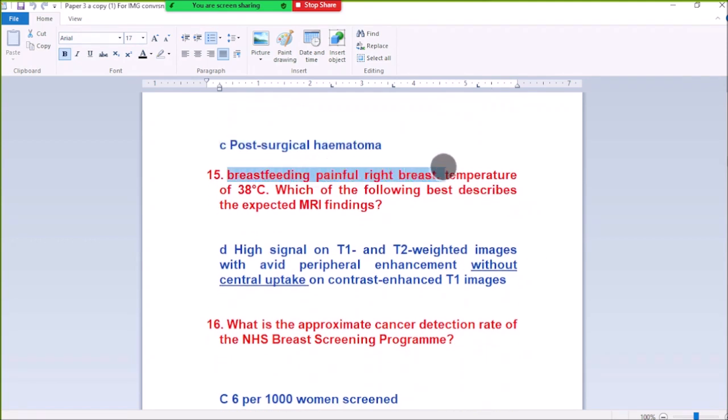Fifteen: breastfeeding woman with a painful right breast, temperature of 38 degrees Celsius. Which of the following best describes the expected MRI findings? High signal on T2, with peripheral enhancement without central uptake on contrast on T1 weighted images. In mastitis, there is no central uptake on contrast. Remember this phrase: without central uptake on contrast.